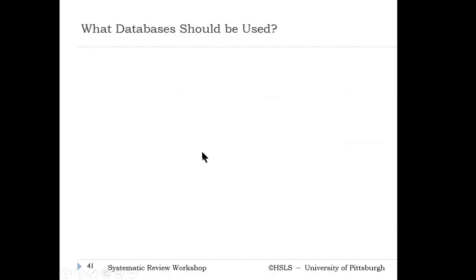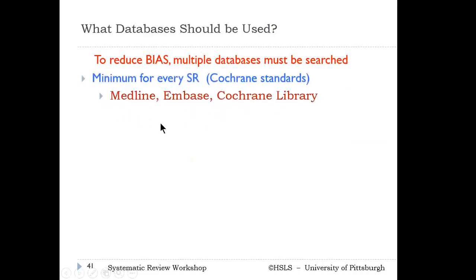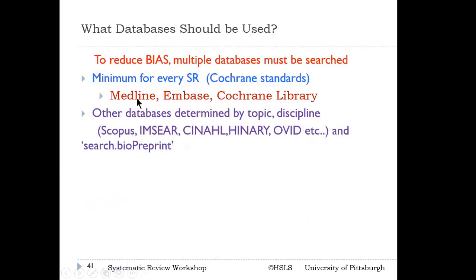So what databases should be used? All these have to be mentioned in the protocol. To reduce bias, multiple databases must be searched. The minimum for every systematic review, that's the Cochrane standard. Actually, Cochrane are the people who developed the standards, right? So according to them, Medline, Embase, Cochrane Library. Of course Medline is free of charge, we can use that. Cochrane you can also use, but Embase is not free for us, so we cannot use that. Other databases are determined by the topic and discipline.